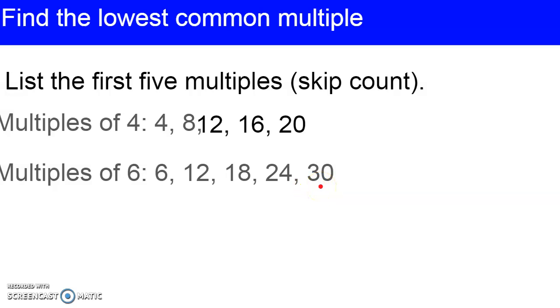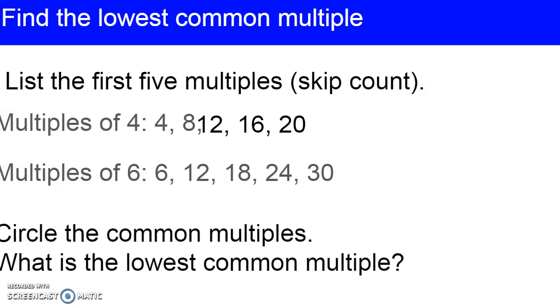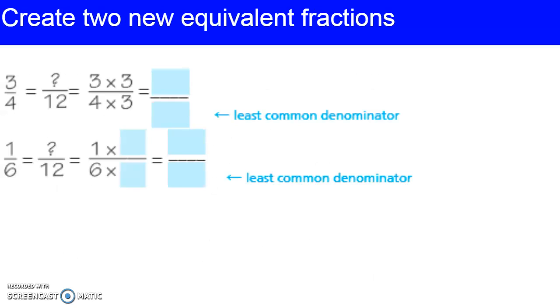Do you see a multiple that they have in common? Circle the common multiple. What is the lowest common multiple? There's only one number in common here. That's our 12. That's our common multiple, and that number we could then use to become our common denominator.